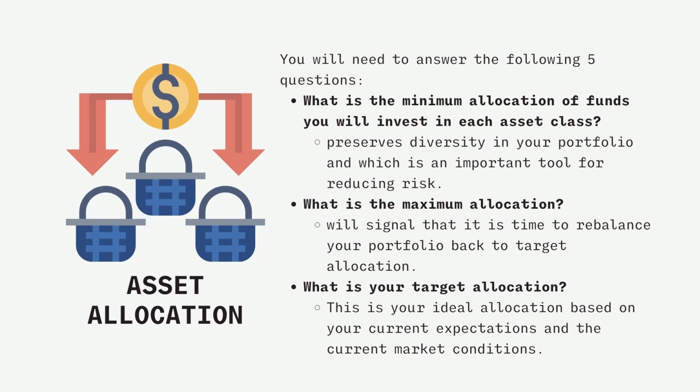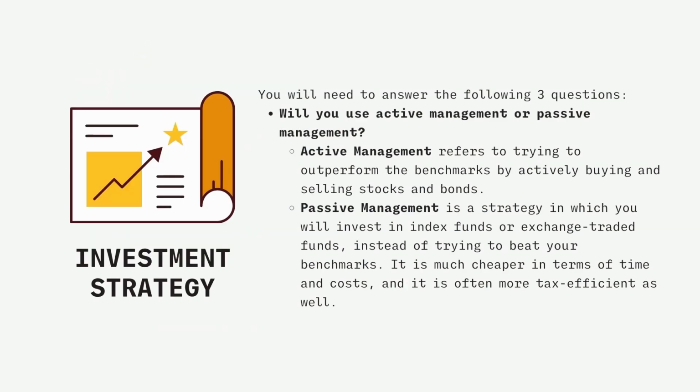And the fifth question, what is your target allocation? This is the ideal allocation based on your current expectation and the current market conditions. Investment strategy. Investment strategy describes how you will invest your money. It will clarify how you will manage, prioritize, and fund your investments. It will also describe how you will evaluate new investments.